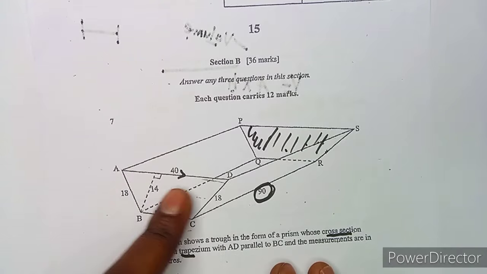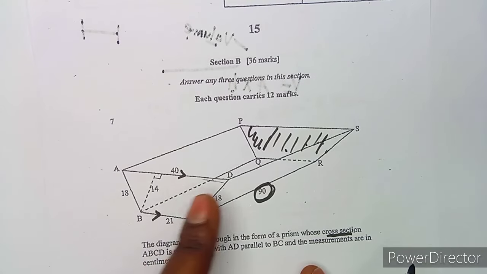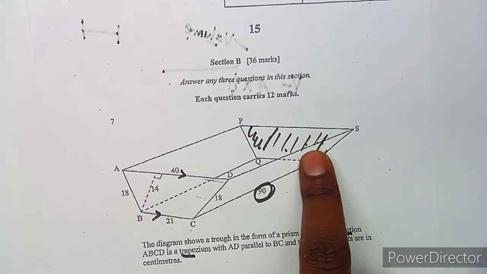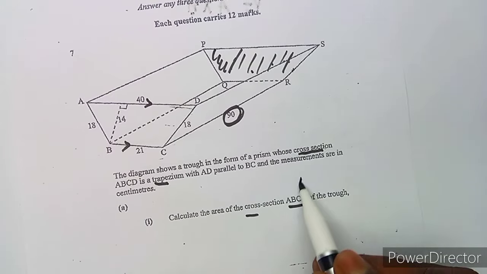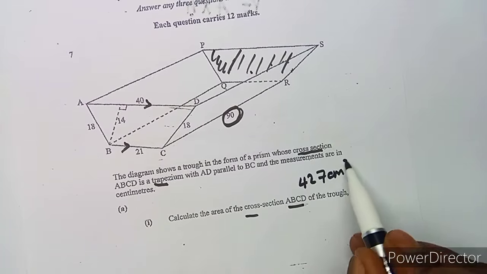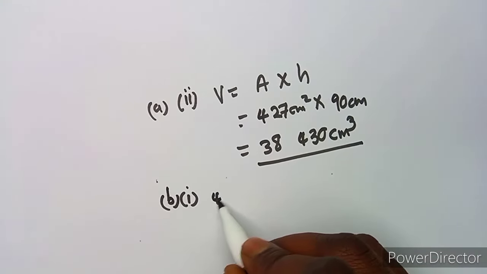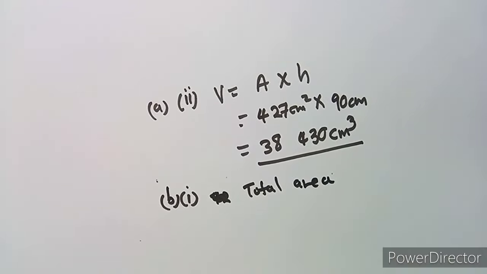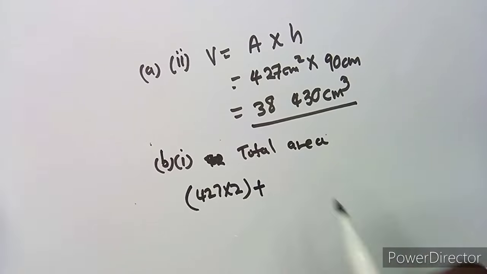So you're going to paint the inside, and that is 2 trapezia, because you've got 2. So you multiply the area of 1 trapezium times 2. Okay, because they are now 2, and we obtain the area of a trapezium before that, which is the area of the cross section we calculated, 427 square centimeters. So we said area of a trapezium times 2. So let us calculate the total area. The area of a trapezium, 427 times 2, plus, okay, what do we have?